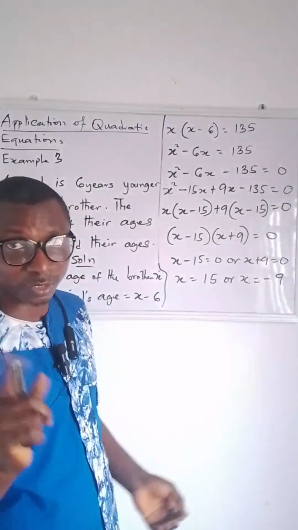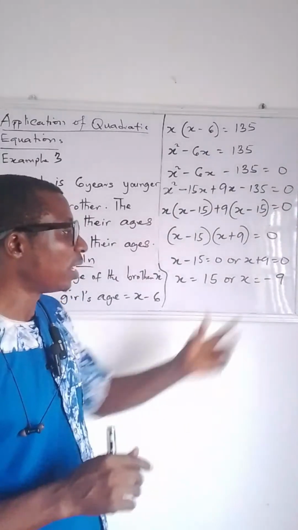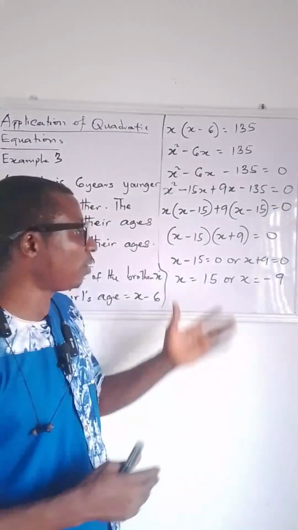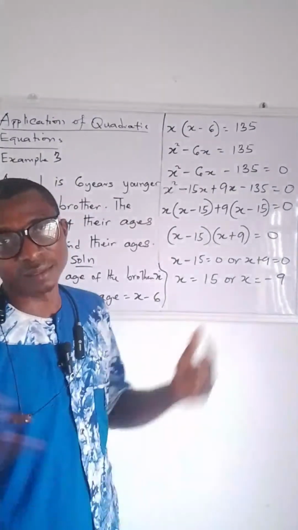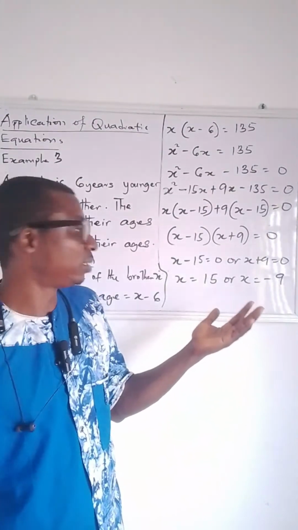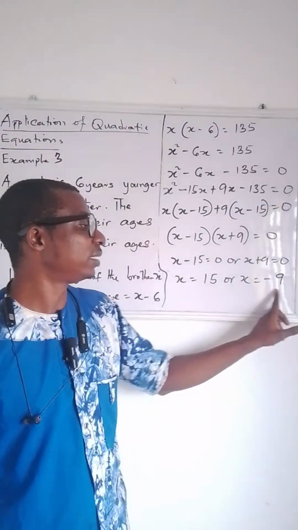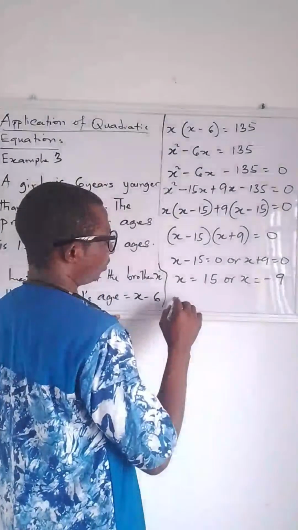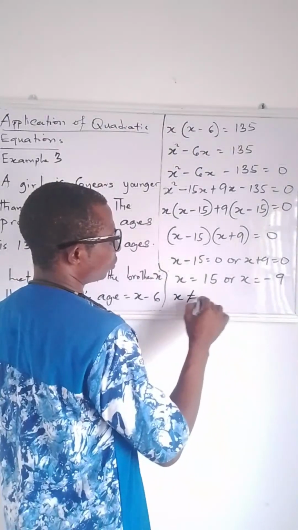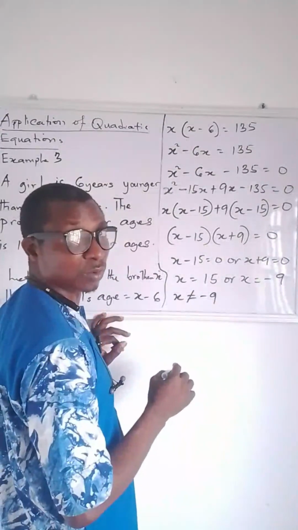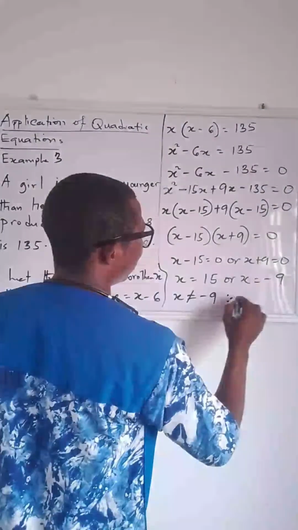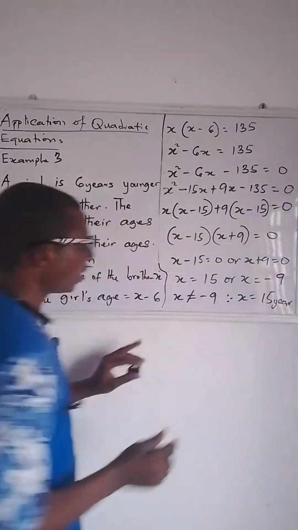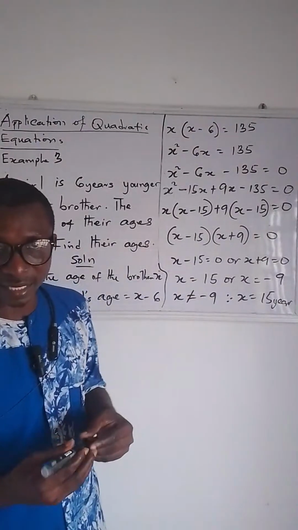Now, in your mind, you know something is wrong with that statement. Age cannot be negative. Age is always a natural number. You cannot have somebody that is minus 9 years old. So the age cannot be minus 9. So we write x is not equal to minus 9 because age is not negative. Therefore, x equals 15. So the brother is 15 years. That is the age of the brother.